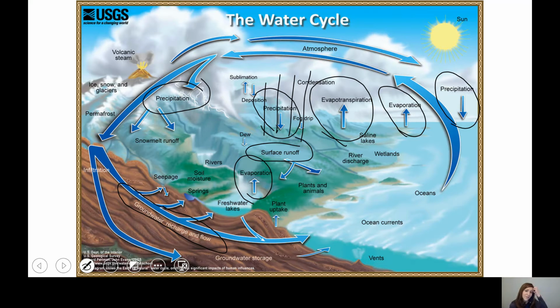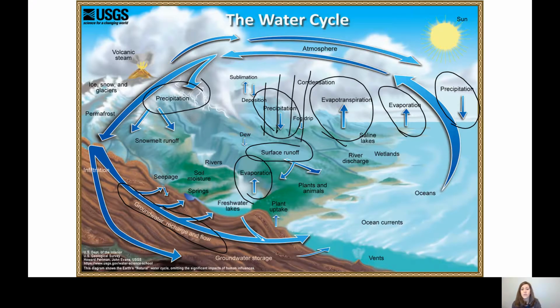The reason for that is that the salt particles are too heavy to evaporate, so they just stay in the ocean. So what is leaving the ocean is actually just H2O, just pure water molecules. And the salts are staying behind in the ocean. And so that's why we can have freshwater rain forming from evaporation over saltwater oceans.